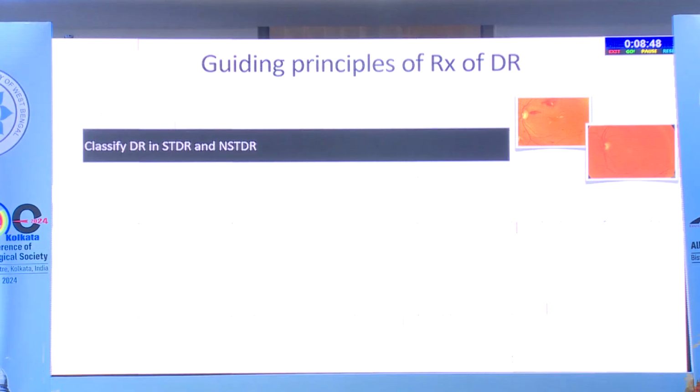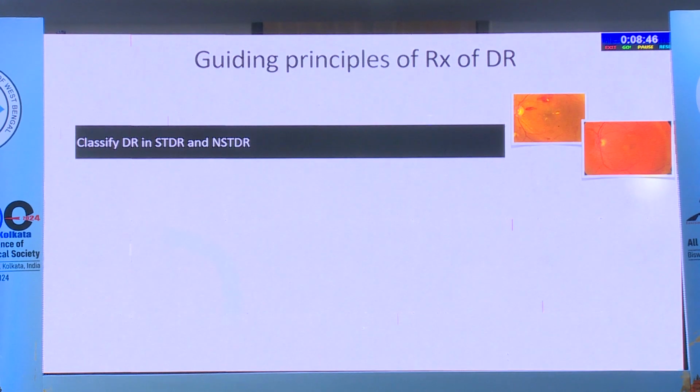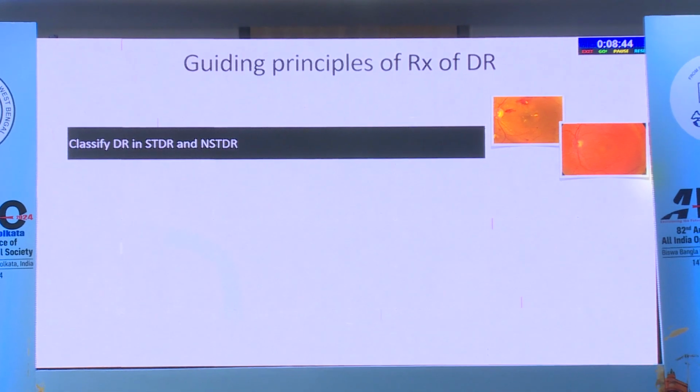In the next few minutes I'll be sharing an approach to one of the very common diseases. You have seen many of these retinal diseases which are not as common as diabetic retinopathy. There are some guiding principles in treating diabetic retinopathy. The first thing you do is classify it into sight-threatening versus non-sight-threatening.